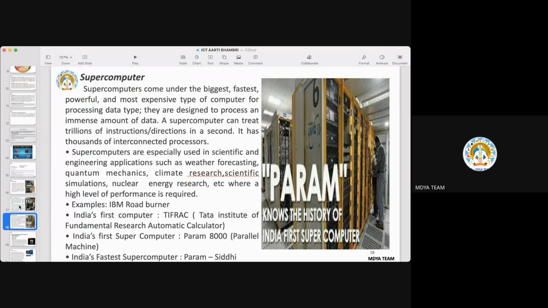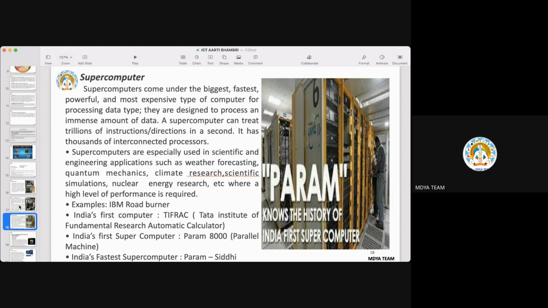Now, the supercomputer. Size-wise, they are huge. They are the largest in size, the biggest. At the same time, they are the fastest, powerful and very, very expensive computers for processing data. They are designed to process an immense amount of data in a small fraction of time.